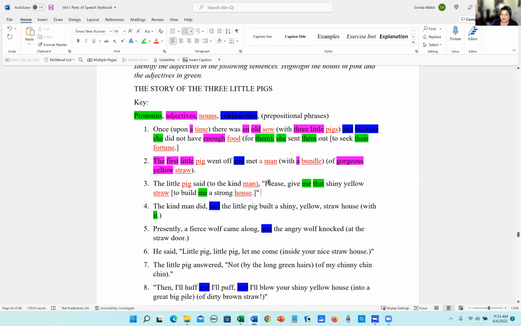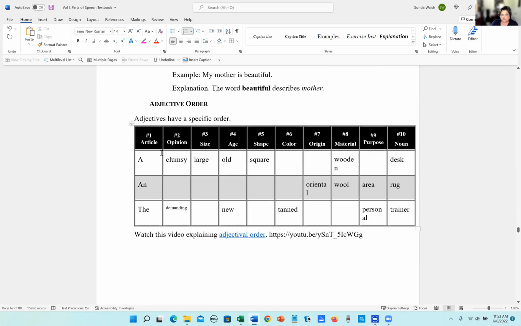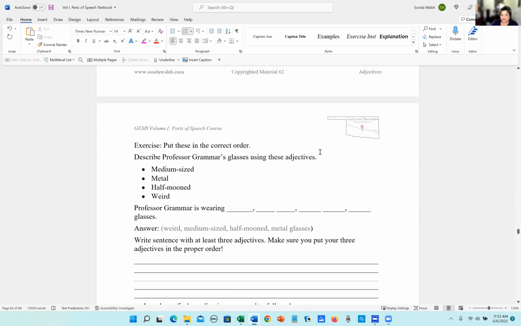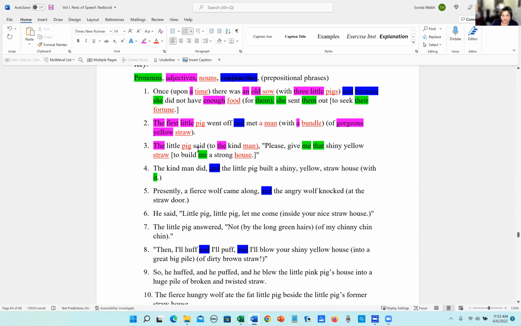Okay, now let's go back and identify a, an, and the. That's because they're always adjectives. And I want to show you something. Look up here in this adjectival order. Number 1 is the article. Number 10 is the noun. Everything in between the article and the noun is more than likely adjectives. That also will help you with your placement in identifying these. Okay, we were on number 3.